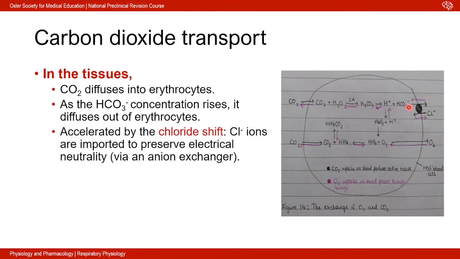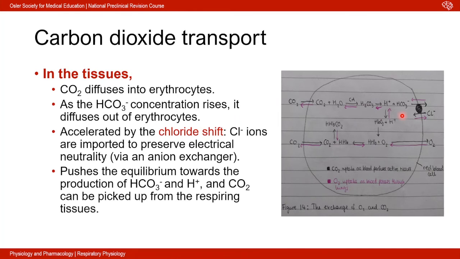And that's really aided by this protein here, which is the chloride shift. So these chloride ions are transported in so that we don't get this imbalance of charge on either side of the erythrocyte membrane. And this is going to push the equilibrium towards the production of these bicarbonate and H+ ions because they're being continually removed. So we're going to keep on picking up that CO2 from the respiring tissues. So that's really great news because we want the CO2 to be transported in the erythrocytes to eventually get to the lungs and be excreted.